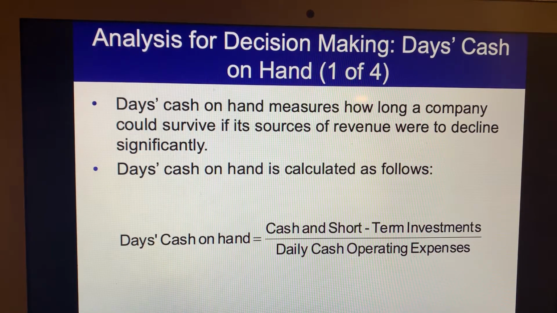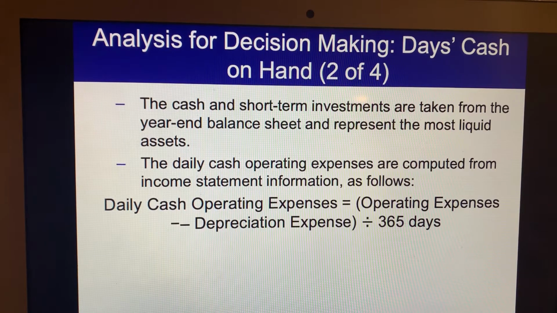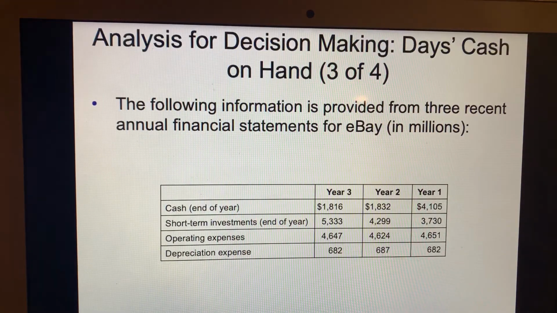Days cash on hand measures how long a company could survive if its sources of revenue were to decline significantly. Days cash on hand is calculated as follows: cash and short-term investments divided by daily cash operating expense. So it's just talking about this again. So here's an example. The following information is provided. Cash end year, operating expense, and it goes year 3, year 2, year 1.